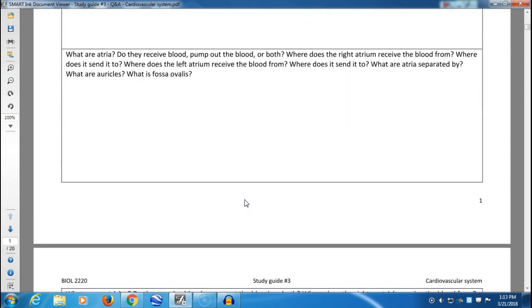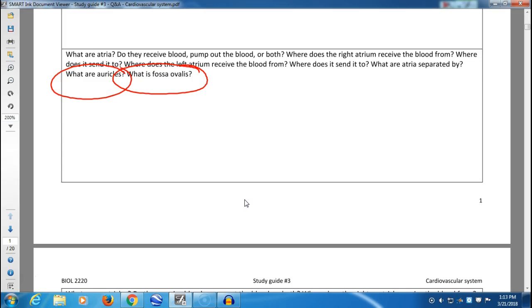Now, here, the function of auricles. You kind of see that I'm skipping a lot right now. I'm going to tell you why. The function of auricles is to enhance the volume of the atria, right? Fossa ovalis is the remnant of the foramen ovale that exists in the fetal heart during the development.